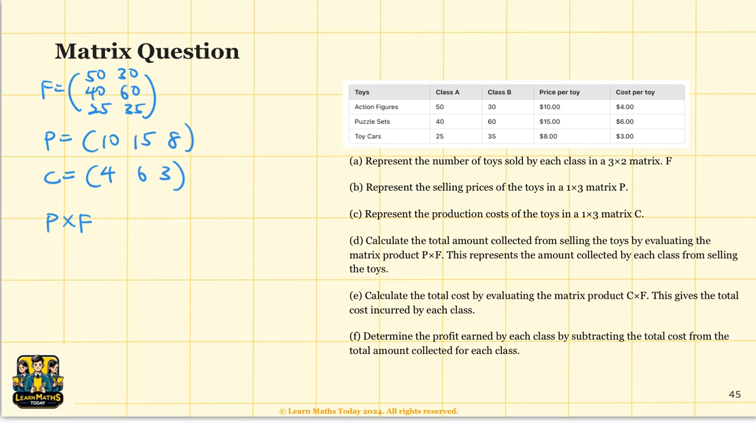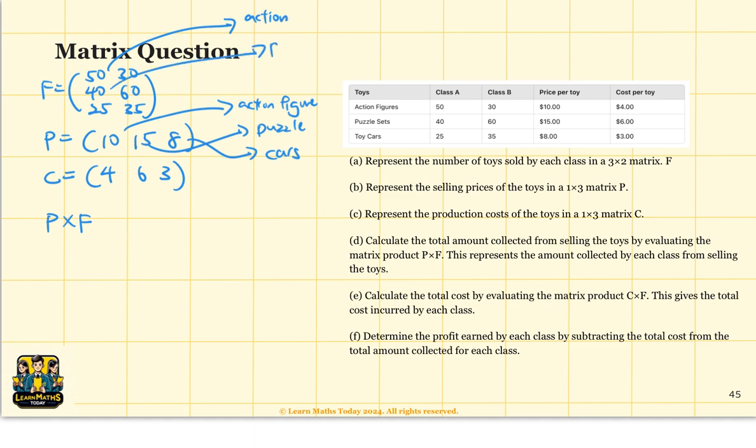Again, before you do multiplication, please make sure whatever you write makes sense. Meaning you look at your P matrix, the first column refers to action figure, the second refers to puzzles, and the third one refers to cars. So you must make sure when you define F, they are also in the same order, meaning the first row refers to action figure, the second should be puzzle, and the third should be cars. It's only when they match that you can multiply them, which makes sense.